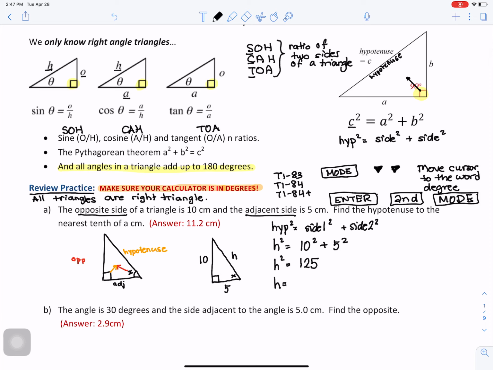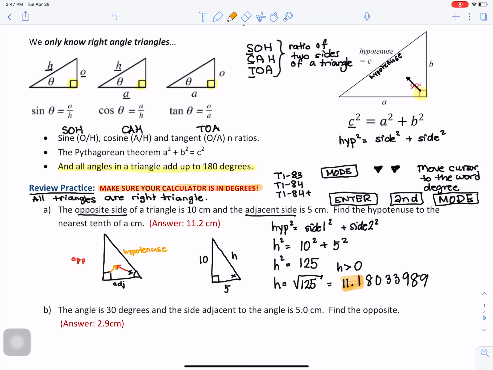And normally we would have a plus or minus in there, but here we're only taking the square root of 125 because my hypotenuse is always positive. And when I take the square root of 125, I get 11.180338989. And we want to round it to the nearest 10th, which means I want to stop my number there.